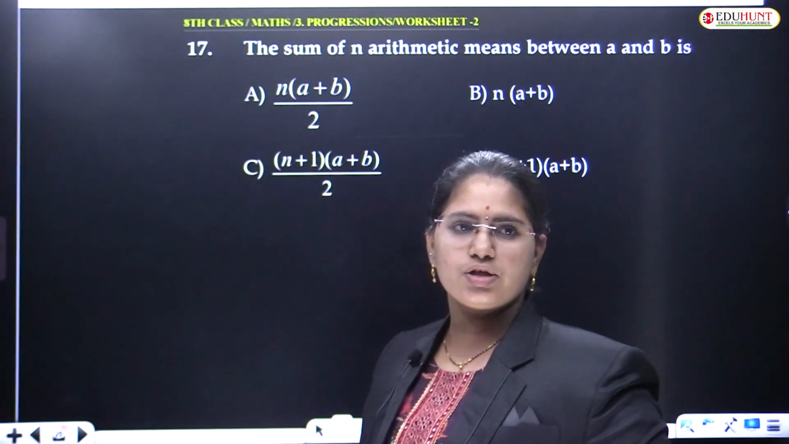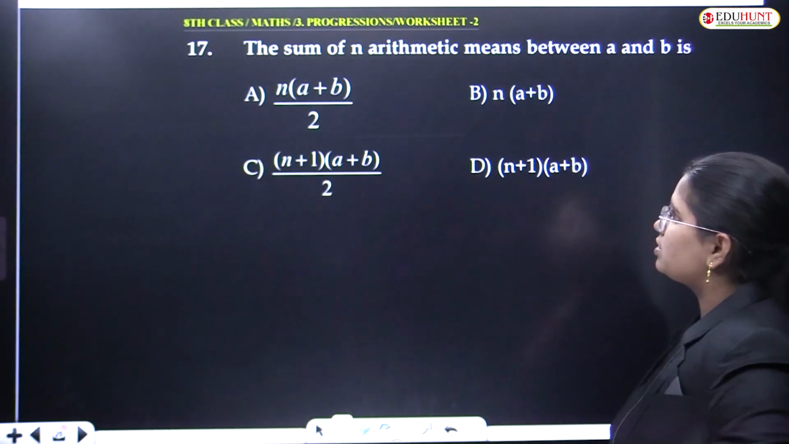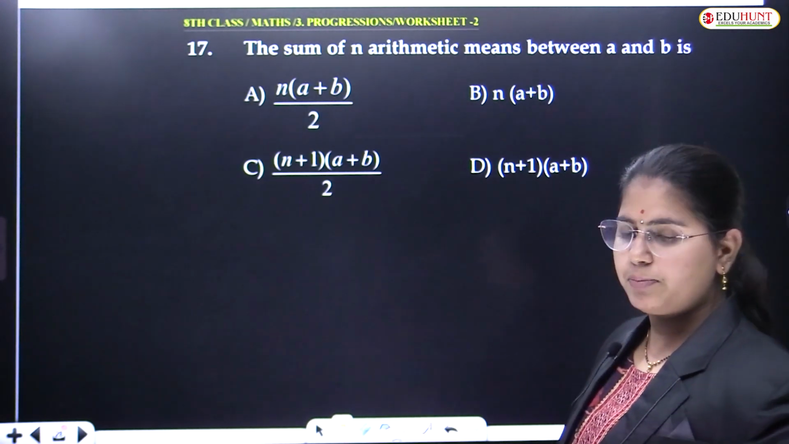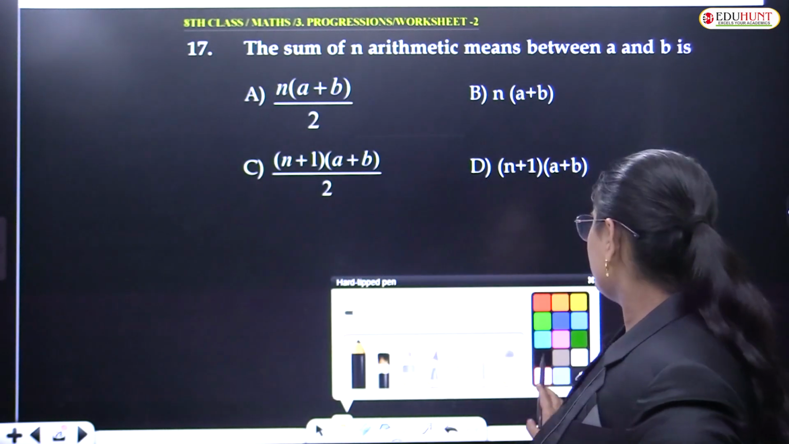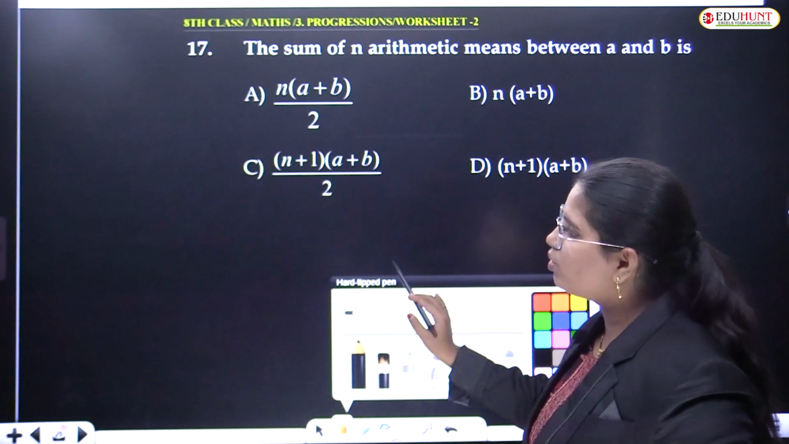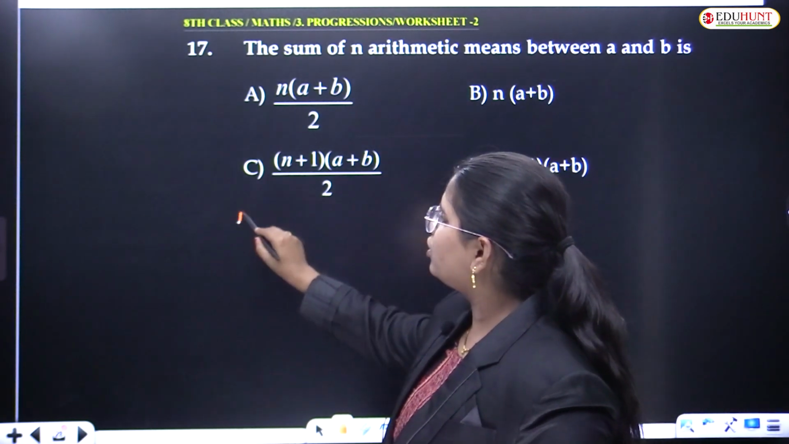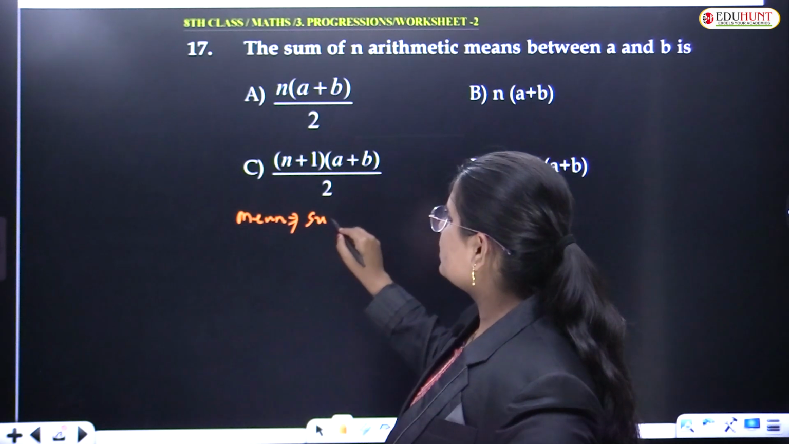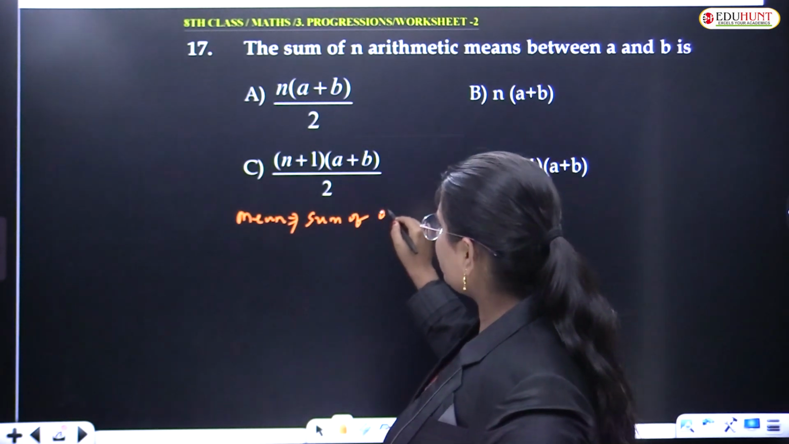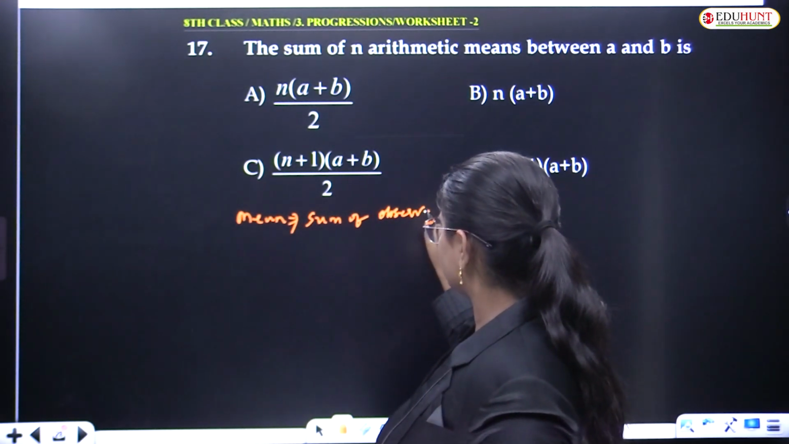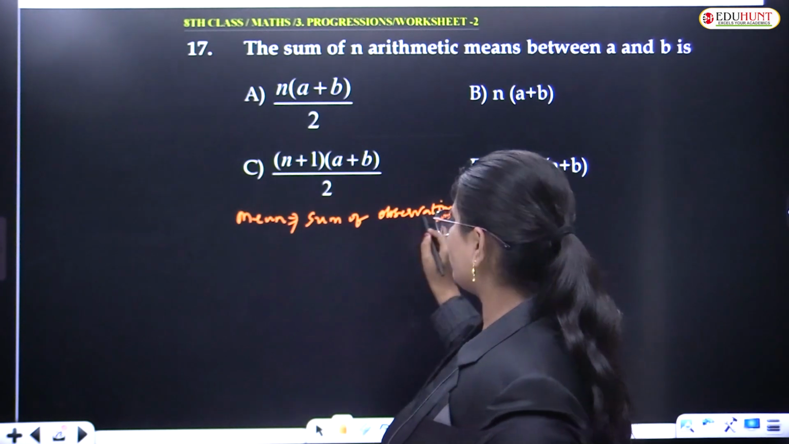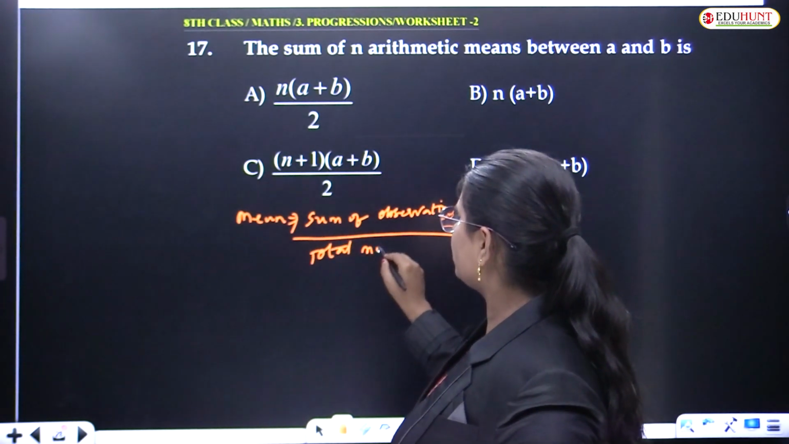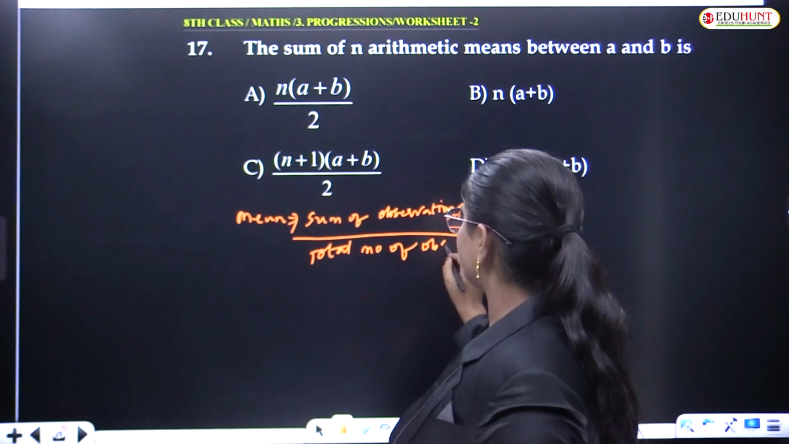So what is my next question? Please look here. The sum of n arithmetic means between A and B. So what do you know about the mean formula? You people know about mean, right? So what is the mean formula? Sum of given observations or items, whatever you call, divided by the total number of observations.